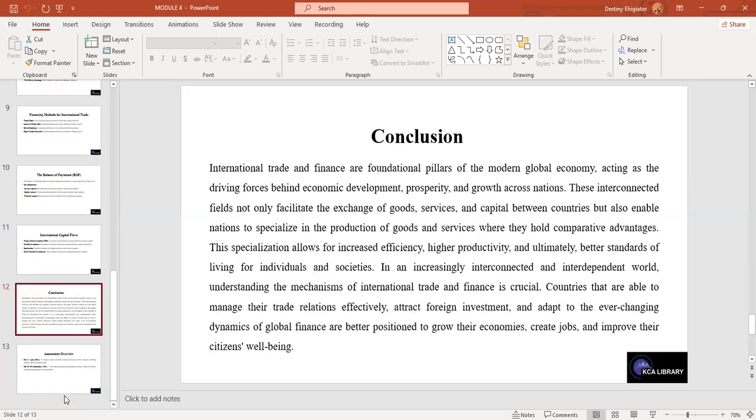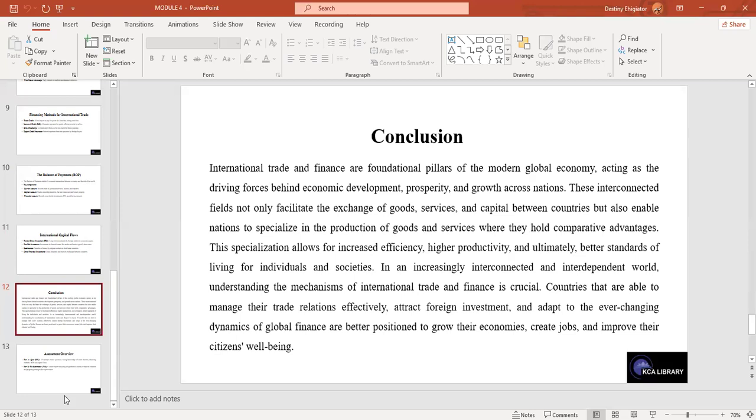In conclusion, international trade and finance are foundational pillars of the modern global economy, acting as the driving force behind economic development, prosperity, and growth across nations. This interconnected field not only facilitates the exchange of goods, services, and capital between countries, but also enables nations to specialize in the production of goods and services where they hold comparative advantage. This specialization allows for increased efficiency, higher productivity, and ultimately better standard of living for individuals and societies.